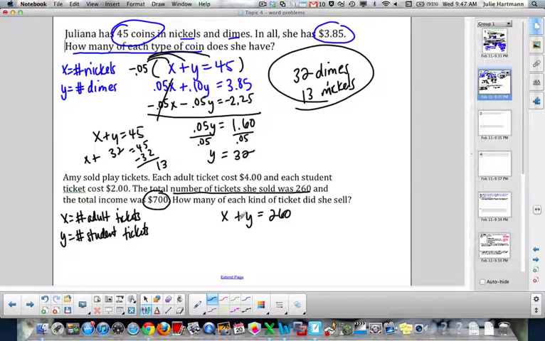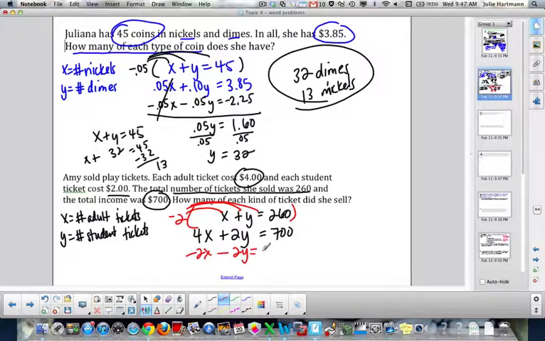Total income was 700. So if we're going to say equals 700, adult tickets cost $4, so $4 times x. Student cost $2, so plus 2 times the number of student tickets. Okay, so this is best by elimination because they're all lined up. So multiply the top by negative 2. So when I distribute, that's negative 2x minus 2y equals negative 520.